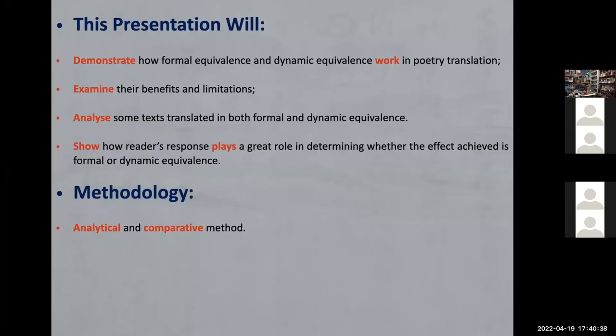PPT to demonstrate how formal and dynamic equivalence work in translation, and also to examine their benefits and limitations, and analyze some texts, a Chinese poem translated in English, several versions of this poem, and also to show the reader's response and how to analyze it. And the methodology will be analytical and comparative method.